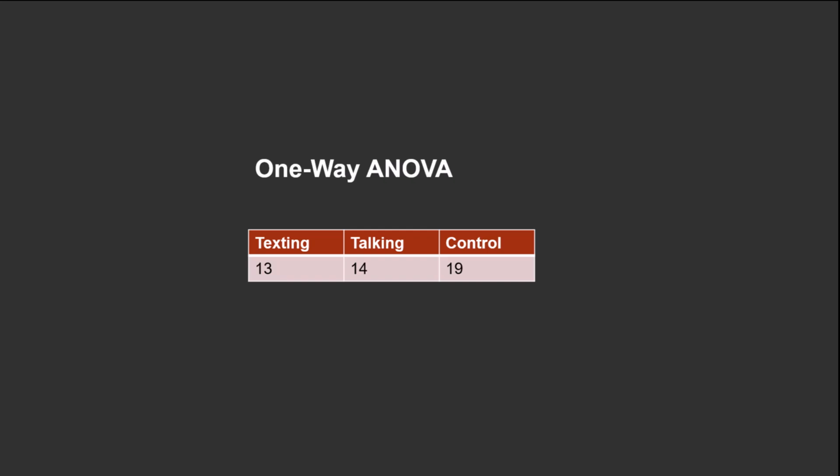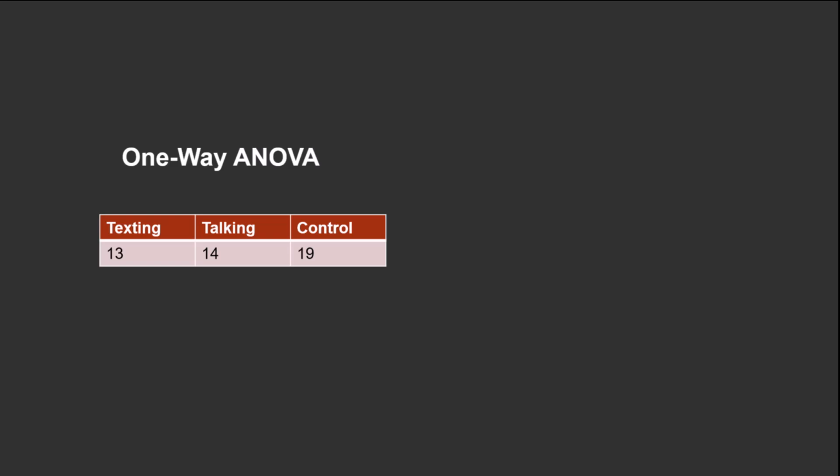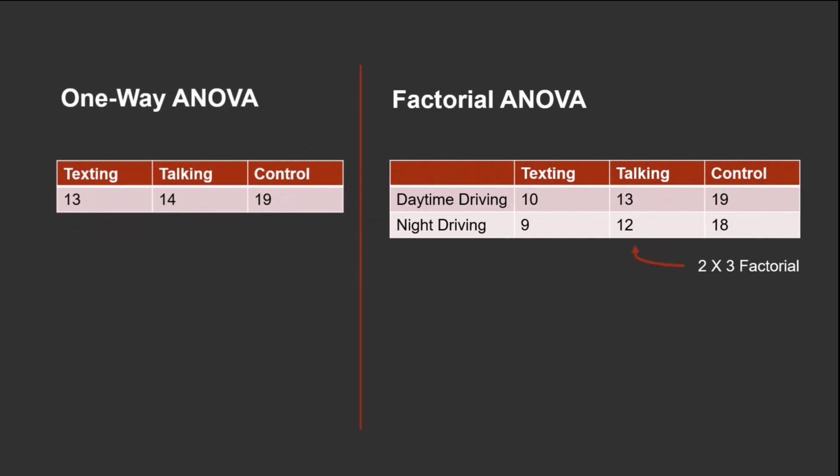The numbers in each cell represent the subject's score in the driving simulator. Higher scores mean better performance. If we introduce a second factor, say time of day, then we have a 2x3 factorial design in this example. There are 2 levels of time of day and 3 levels of distraction.